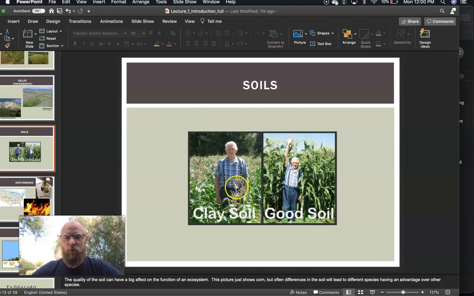So here's an individual in the same general vicinity on a clay soil, and then on a soil that is more mixed, like a loamy soil. And you can see the difference in productivity of corn on these two different soil types in the same place. So even though this is one species, you can see the difference in function, and that can also affect the structure of the vegetation as well.